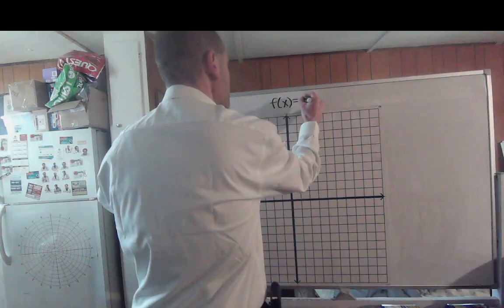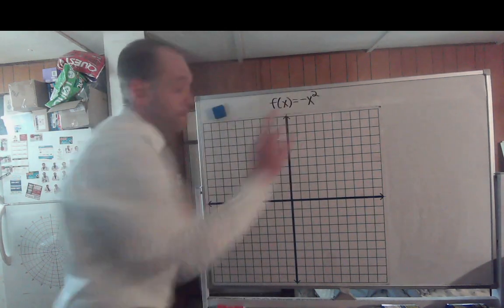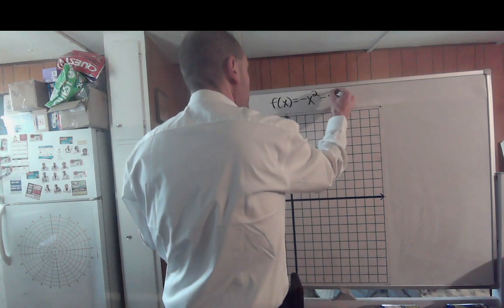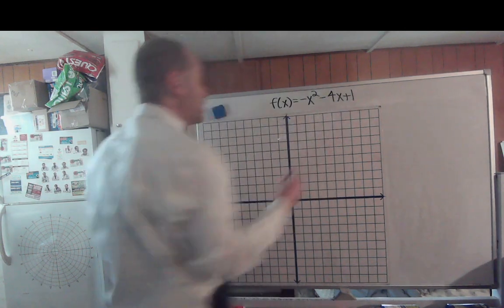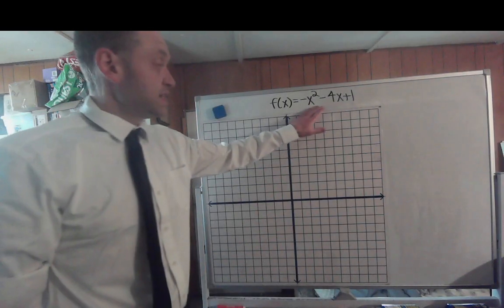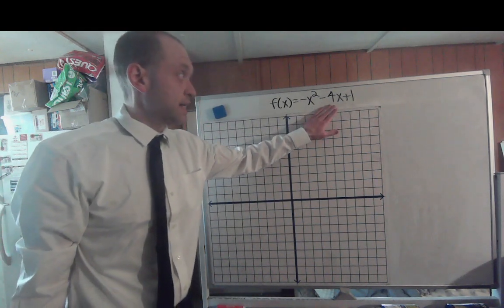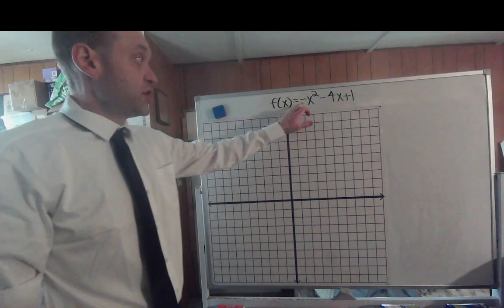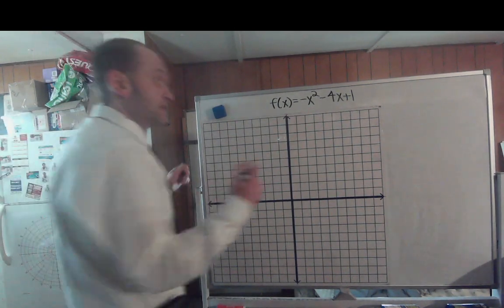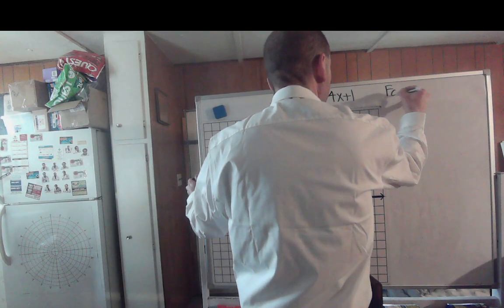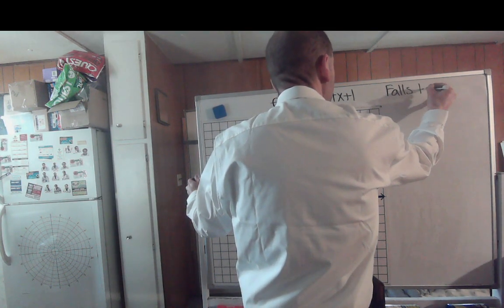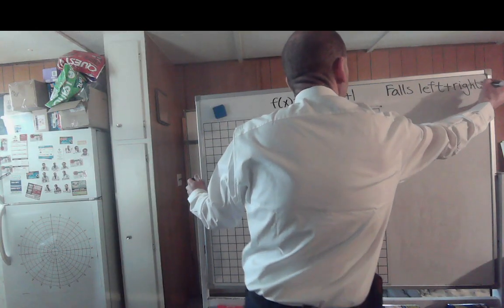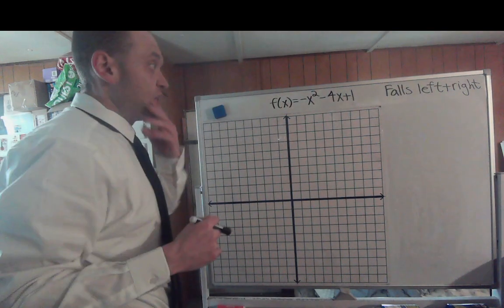F of x equals negative x squared minus 4x plus 1. So let's look at the leading coefficient. That's a negative 1, which means this graph is again going to fall to the left and right. So this falls left and right. Okay. Let's work on finding the vertex.